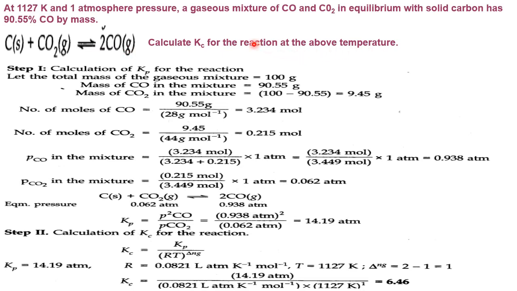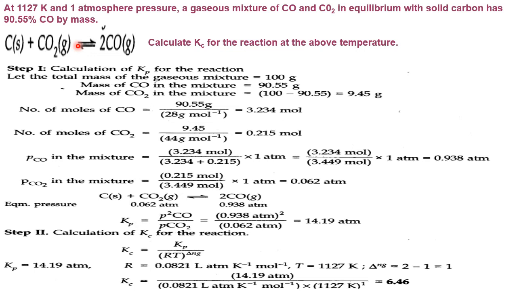He is told to calculate the Kc for the reaction in the gaseous mixture. That means first you have to calculate the Kp. After knowing the Kp, we will go to the relation between Kp and Kc. In that, by substituting the Kp, we will get the Kc. So our first duty is to go for the Kp.